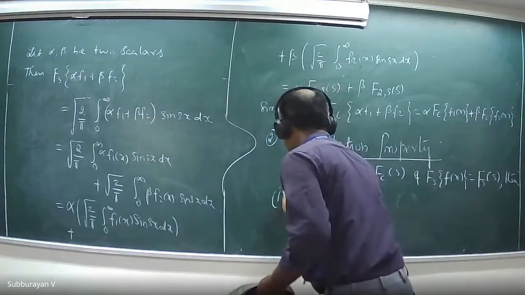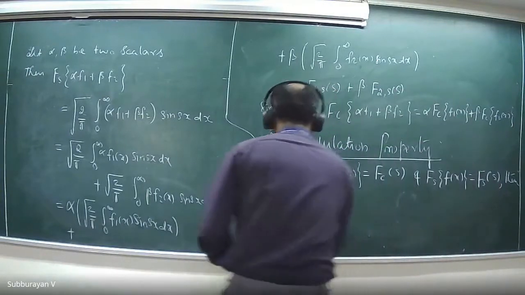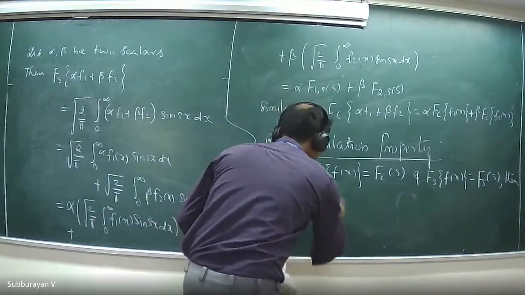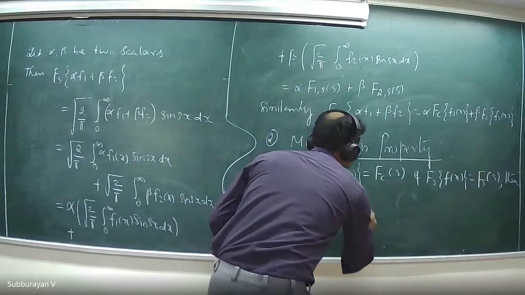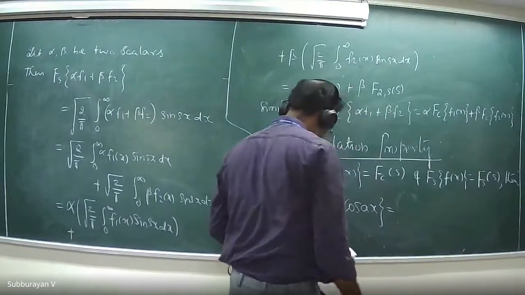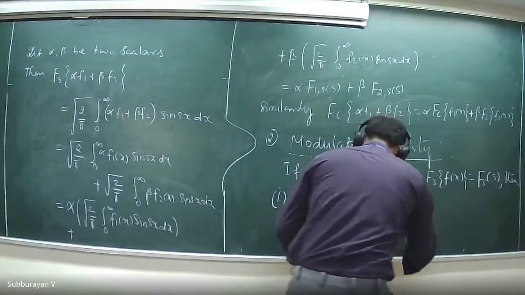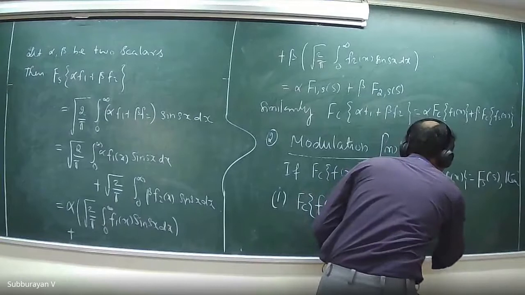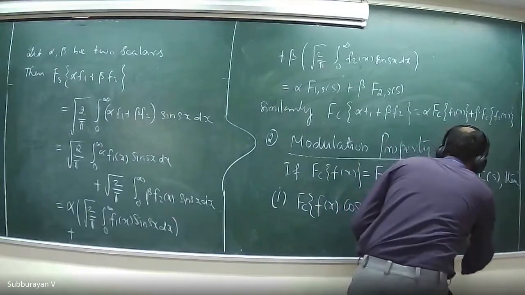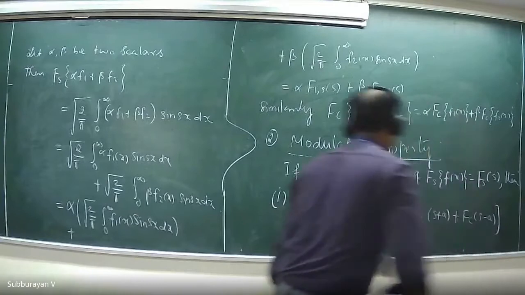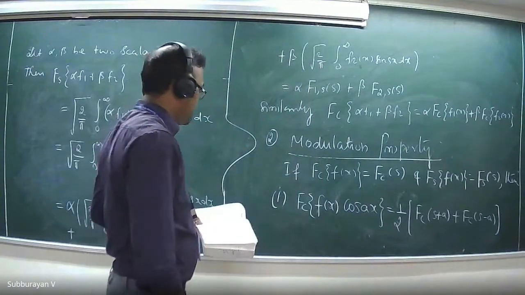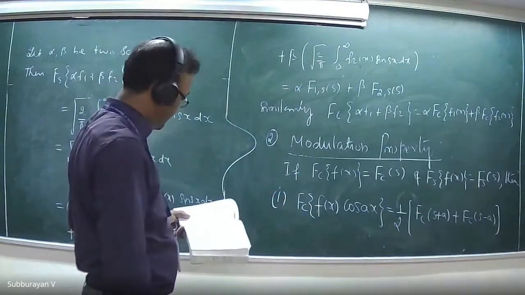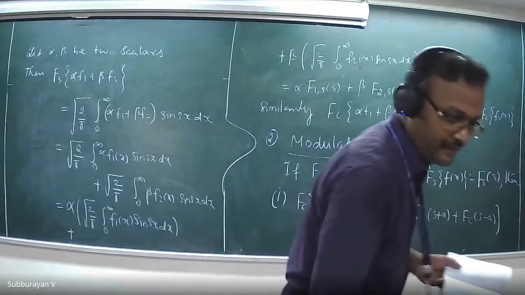First subdivision: the Fourier cosine transform of f of x into cos ax is equal to 1 by 2 times fc of s plus a plus fc of s minus a.